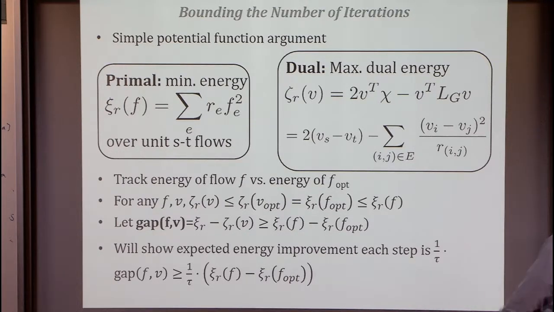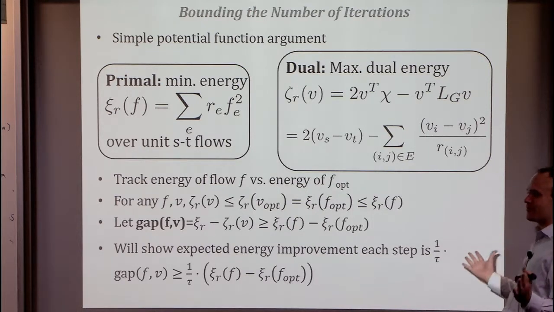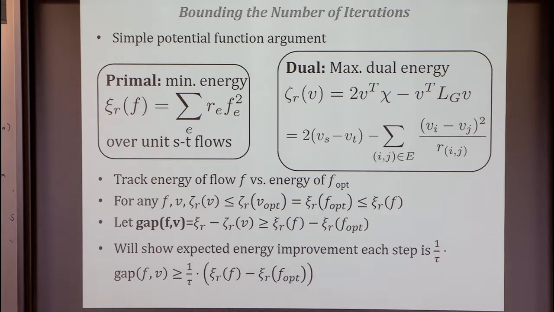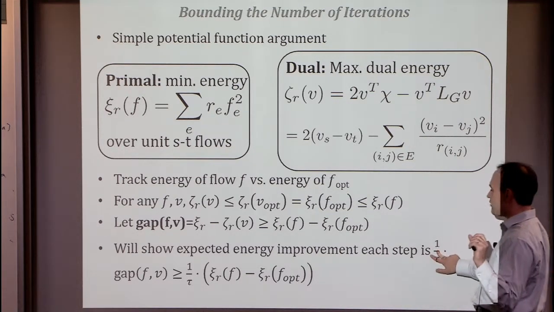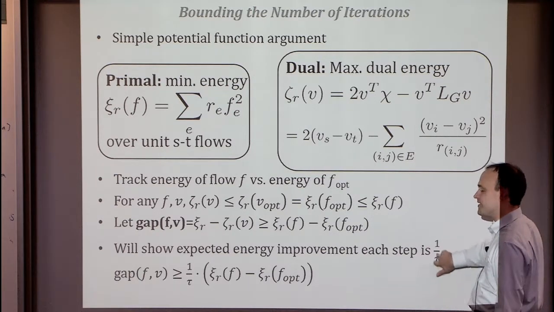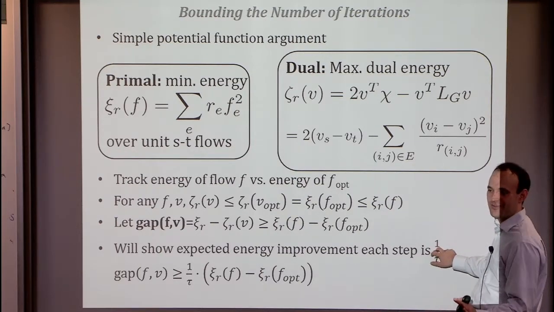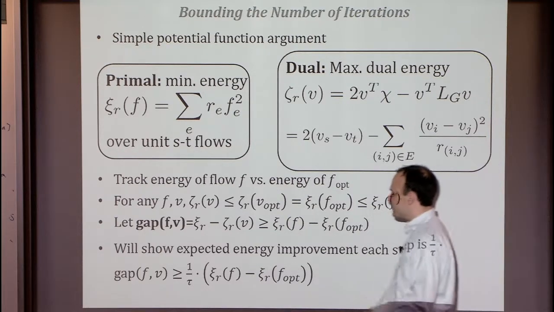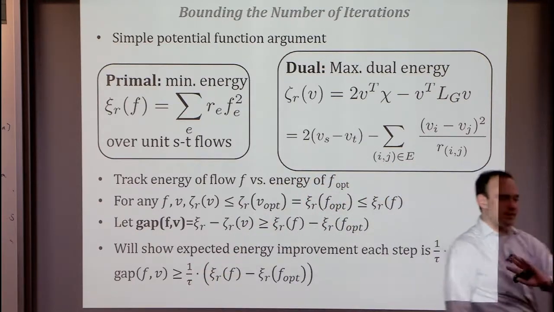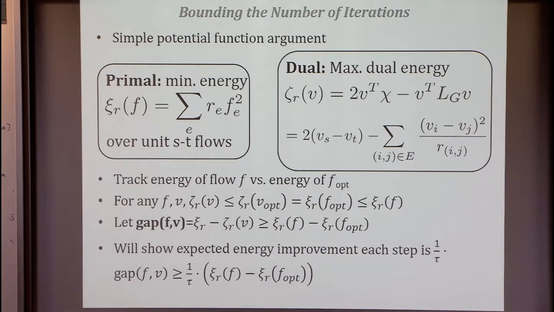Okay, so I had a slide that said a little bit more neurotically what the probability distribution was. I'll give you a probability distribution in a second, and the expected energy improvement in one step is just going to be 1 over tau, where tau is the total stretch of the spanning tree, the number I wrote down before, with the n minus n, 2n plus 1 thing thrown in. And all we're going to show is that the gap is going to multiplicatively decrease by at least 1 over tau times the distance from optimality. And then that's it. Then you take tau iterations.